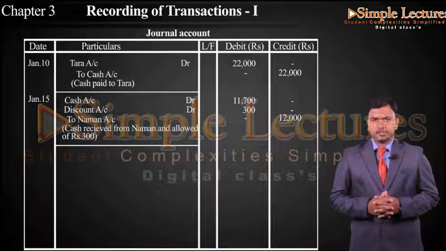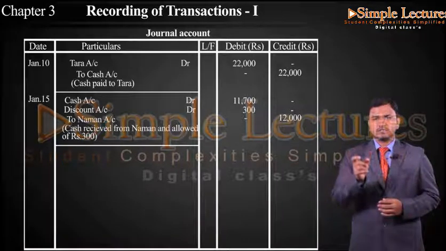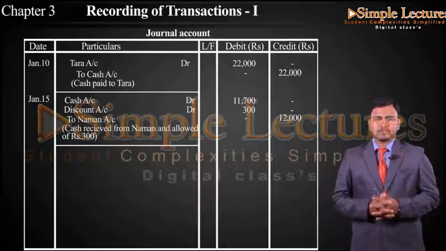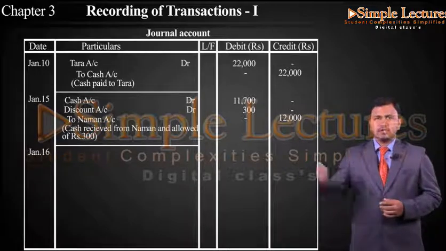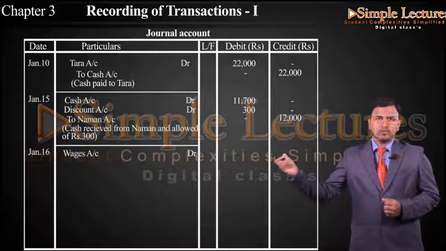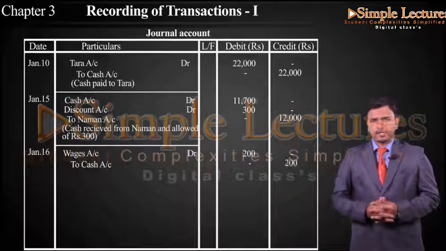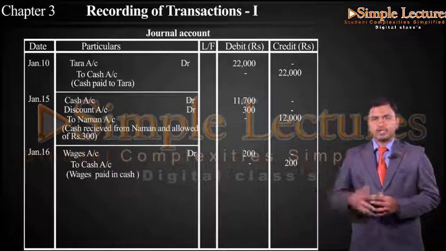Nominal rule here is debit all expenses and losses, credit all incomes and gains. So wages is an expense, we are going to debit this, and we are going to pay in terms of cash, so the cash will be credited. So let us take the journal entry. Date will be Jan 16th, wages account debtor to cash account, 200 debit and 200 credit. Narration: being wages paid in cash.